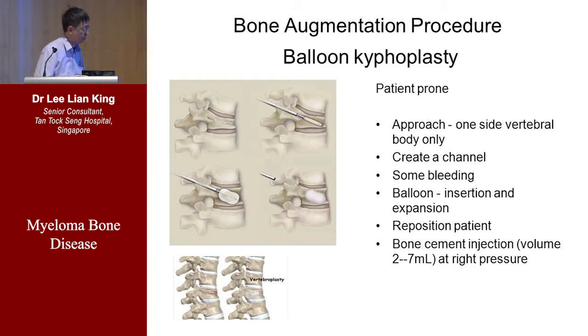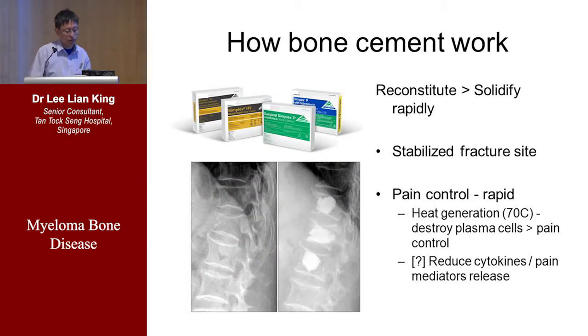Cannot be too forceful, otherwise it will leak out to a different area. And this is balloon kyphoplasty, whereas vertebroplasty is simply inserting a needle into the fracture site and injecting the cement, with no balloon involved. Now this cement is produced by different companies. I blacked out the actual trade names.